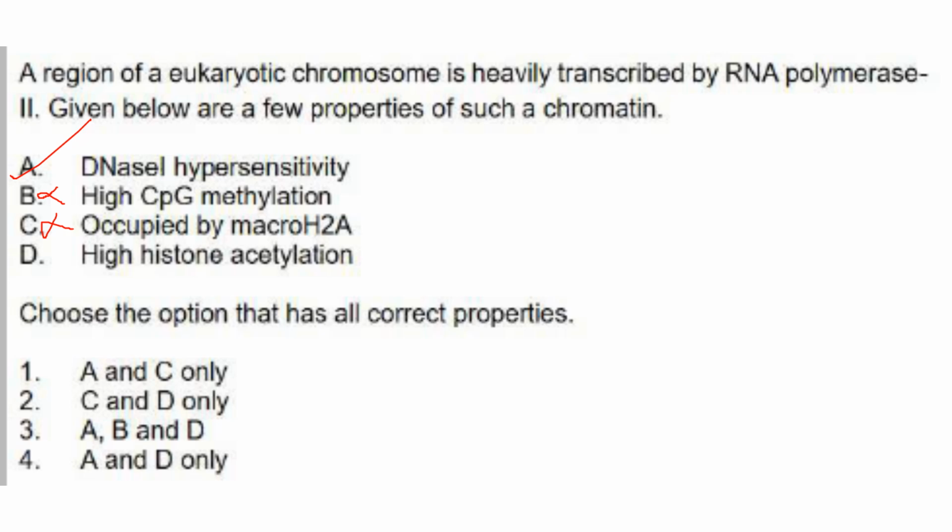Then, high histone acetylation. Yes, it is associated with transcriptional activation. Histone acetylation will loosen the chromatin structure, allowing transcription factors to bind there. Okay, so A and D are correct. Answer is option 4.